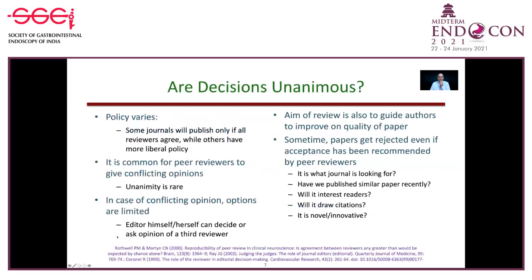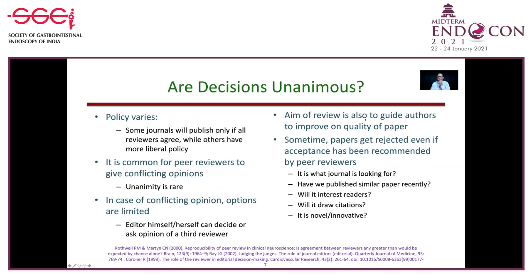You may like to ask, are the decisions of reviewers and editors unanimous? Here the policy of various journals varies. Some journals will publish only if all the reviewers have agreed, while others have a more liberal policy. It is common for peer reviewers to give conflicting opinions, and unanimity is actually rare. In case of conflicting opinions, options are limited for the editor. Either the editor himself can decide or he can take the opinion of a third reviewer or a new reviewer.